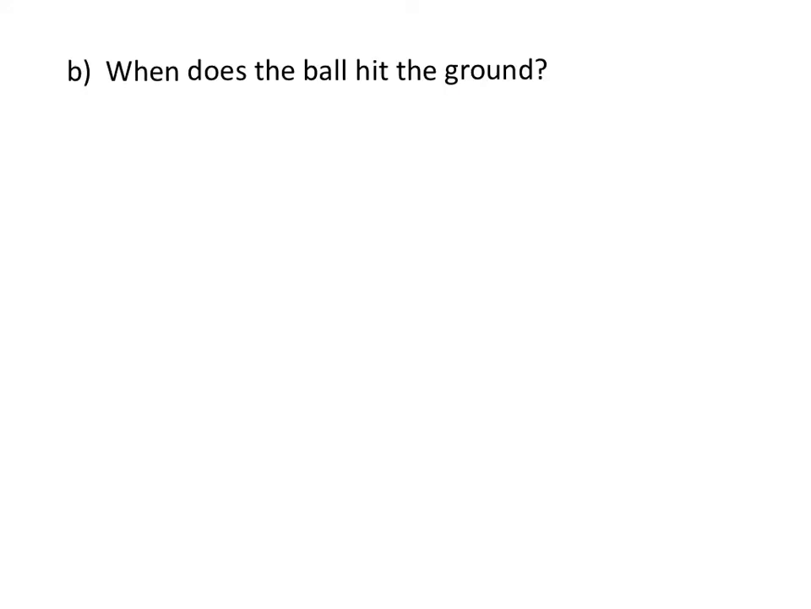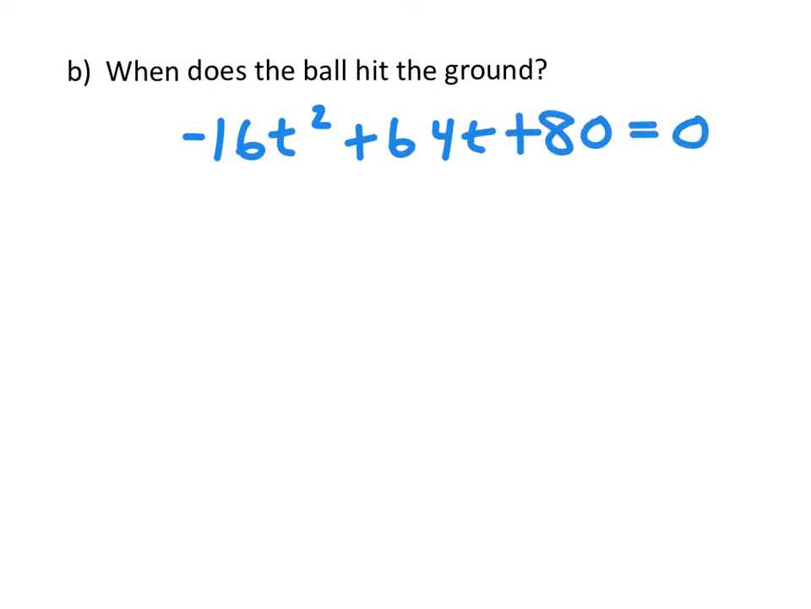So let's say I want to calculate when the ball hits the ground. Well, when the ball hits the ground, we know position has to equal 0. So my position formula we just found was negative 16t squared plus 64t plus 80. I can set that equal to 0 to solve for t.